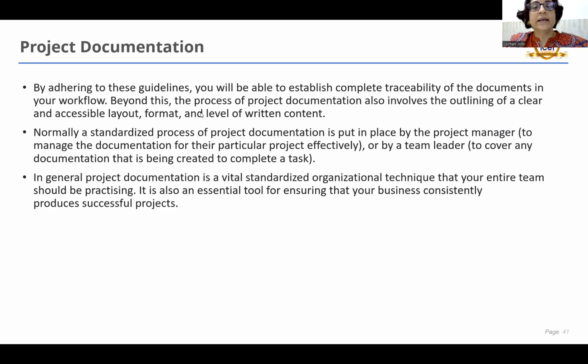By adhering to these guidelines, you will be able to establish complete traceability of the document in your workflow. Beyond this, the process of project documentation also involves the outlining of a clear and accessible layout, format, and level of written content. Normally, a standardized process of project documentation is put in place by the project manager or by the team leader.